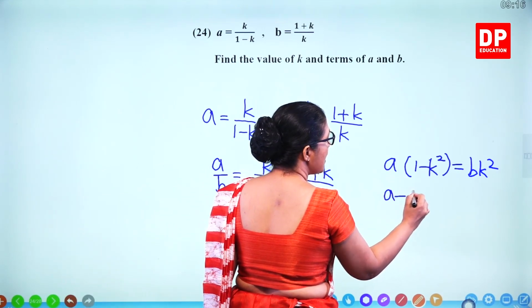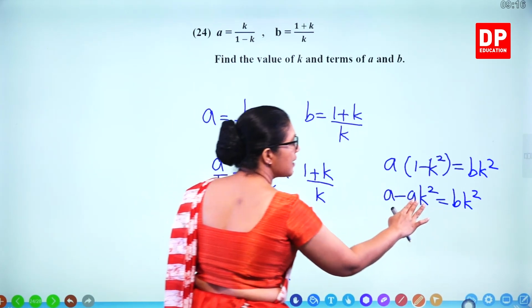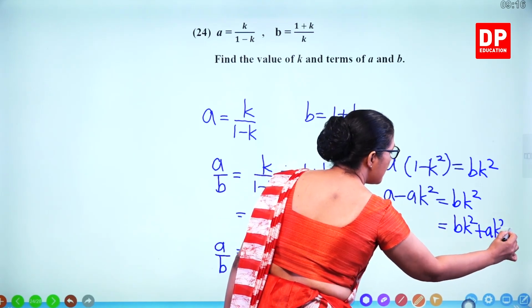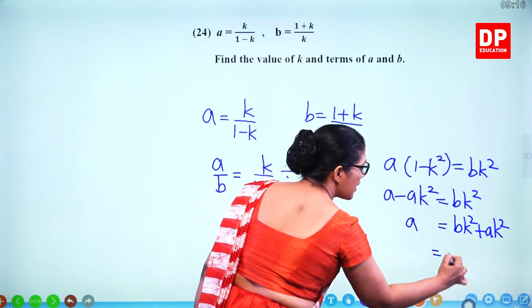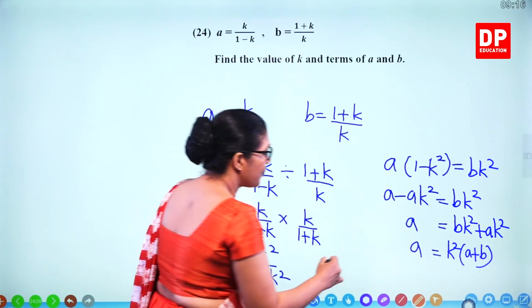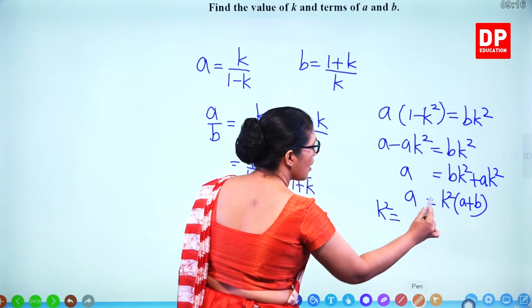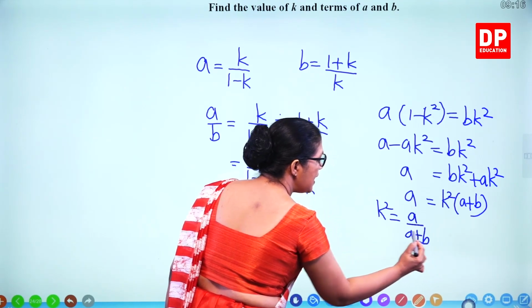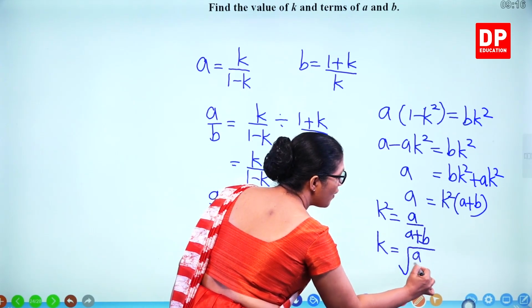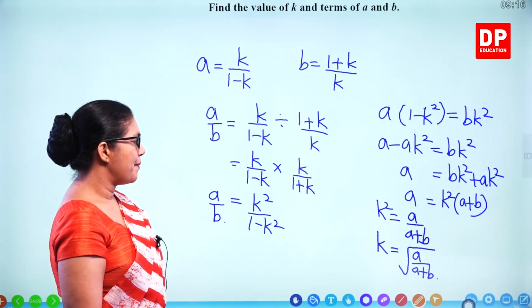You get a minus ak squared is bk squared. Take k squared term to the other side. Bk squared plus ak squared is equal to a. Take k squared term out. That's a plus b. Then what's k squared? K squared becomes a over a plus b, but we need k. Take square root both sides. K becomes square root of a over a plus b. Now k in terms of a and b.